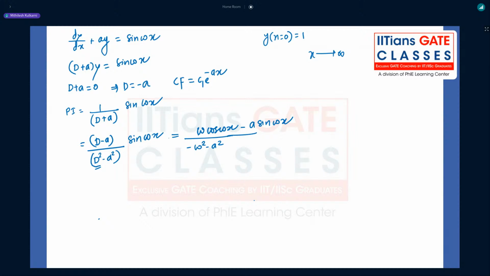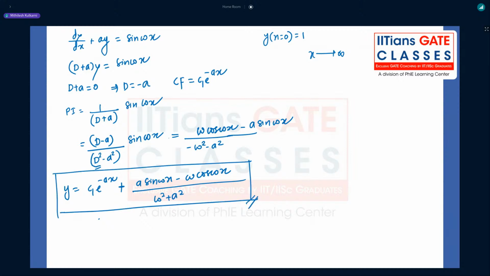Now the total solution we know is CF plus PI. So y can be written as C1 e to the power minus ax plus PI. So it should be plus. If you take a negative sign common from the denominator and the numerator, you can cancel them out and write a sine of omega x minus omega cos of omega x divided by omega square plus a square. Okay, so this is the simplified or final solution of the given differential equation.